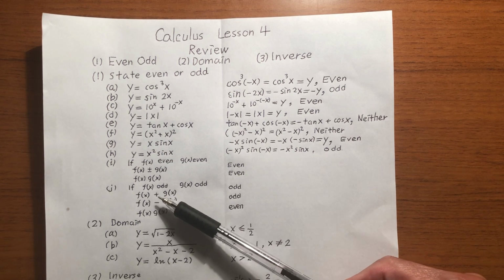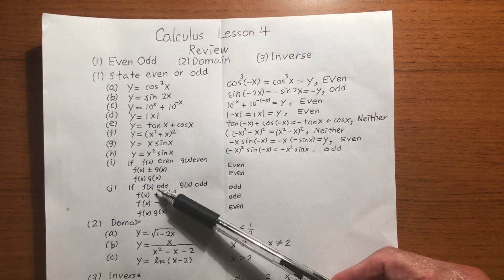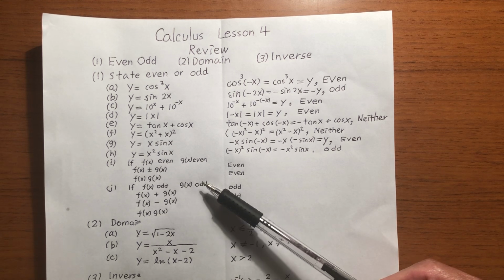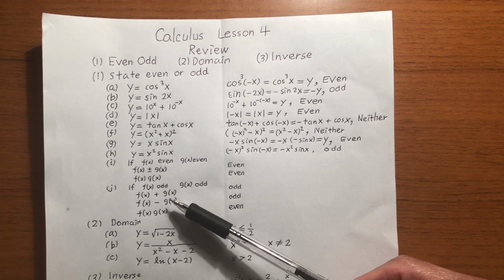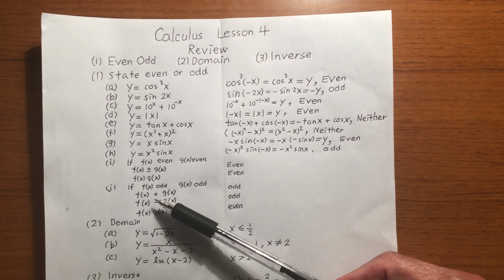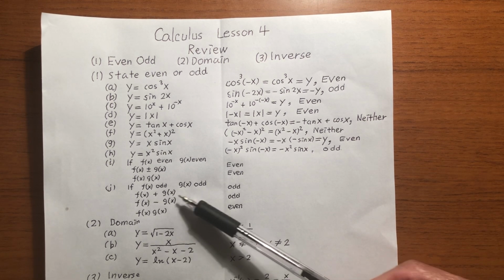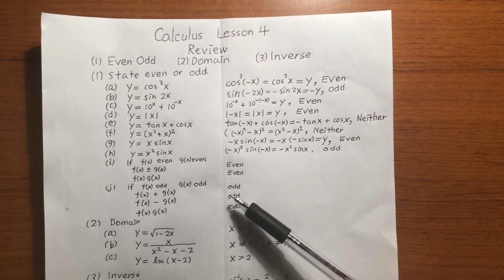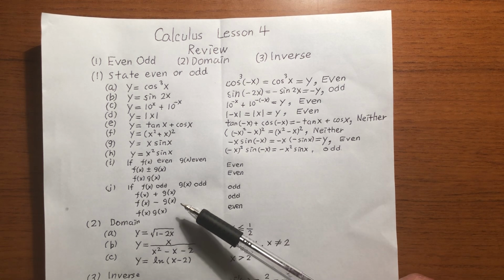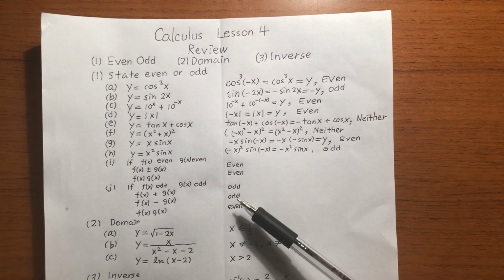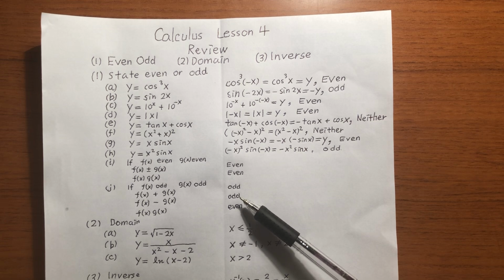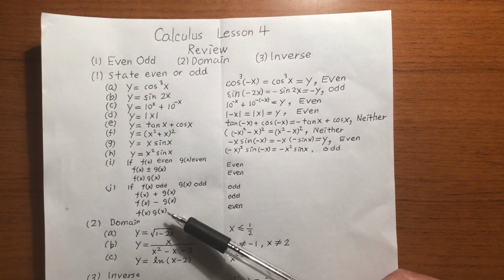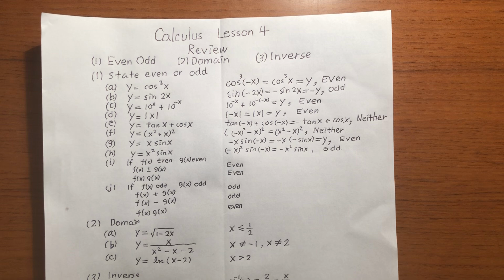The next one, you assume f of x and g of x are both odd. Then f of x plus g of x becomes odd. F of x minus g of x is odd also. However, f of x multiplied by g of x is even.